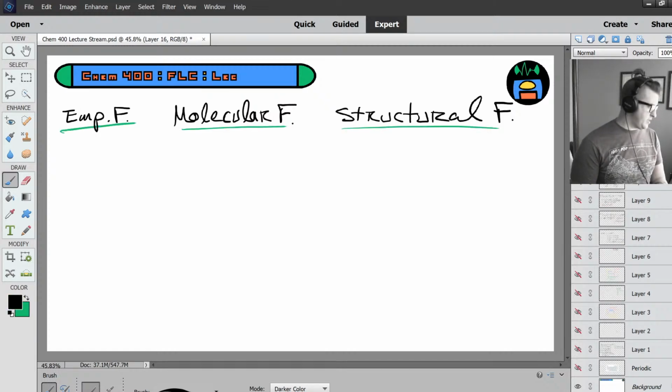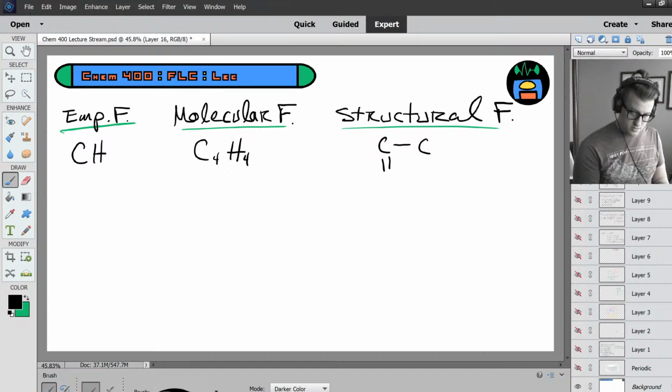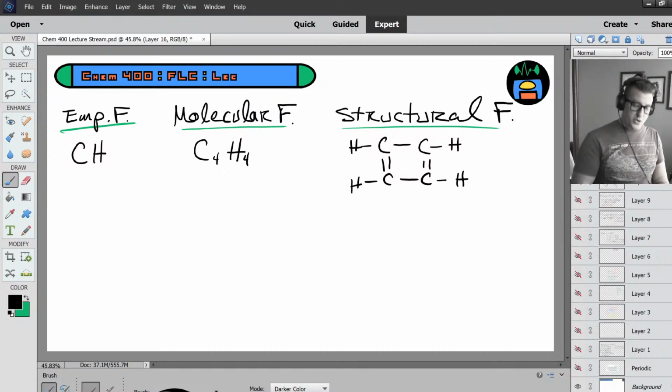All right, so you could have a compound that has an empirical formula with a 1-to-1 ratio between carbon and hydrogen. This could have a molecular formula equal to C4H4, for example, and then a structural formula that would look like this. You can see there's an increasing amount of information. First just a ratio, then atom counts. Now we can see there are single bonds, double bonds, which atoms are bonded and how they're bonded to each other atom in the molecule.